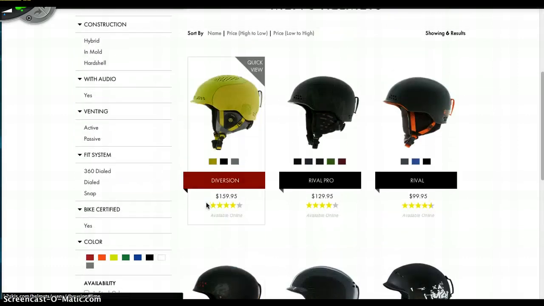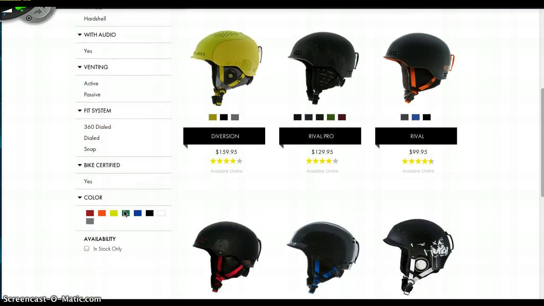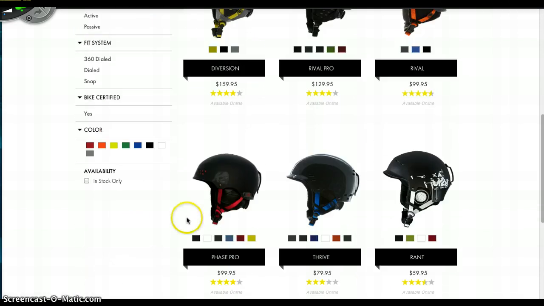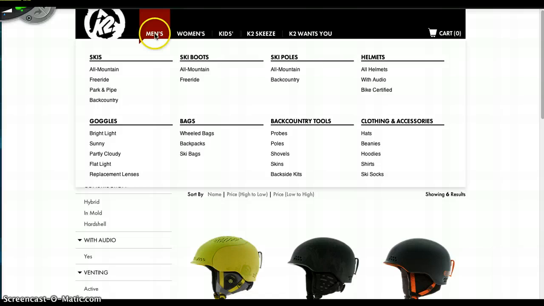And then by product over here, it's constructed by hybrid, molded, hard-shelled, with audio, with venting, fit system, and there are going to be different aspects to each helmet that we can sort by. Let's say we want to look at something else, we want to go back to ski boots, bam, we're right back to ski boots.